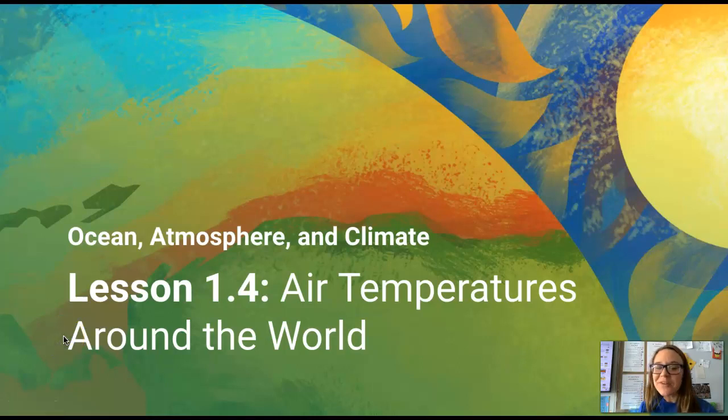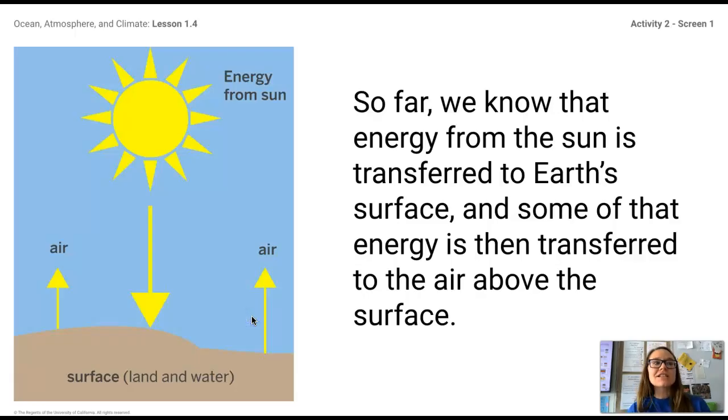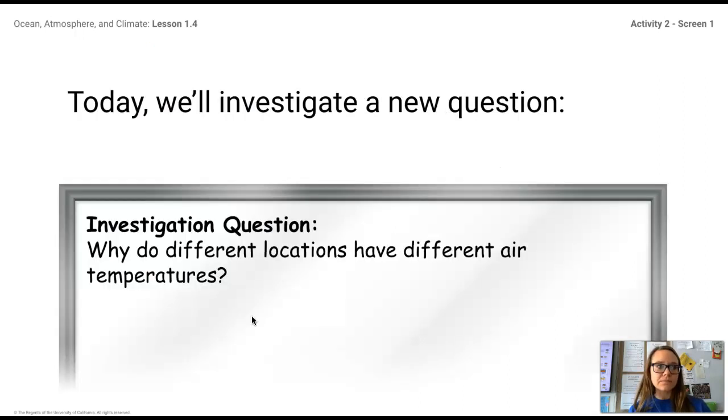Alright, so lesson 1.4, air temperatures around the world. Let's see what we're going to do today. We are going to start by investigating air temperatures at different locations. So far we know that the energy from the sun is transferred to the surface of the earth, and that some of the energy is transferred to the air above the surface, and some of it is transferred to the surface. So let's continue to investigate and explore how we can look at that transfer of energy.